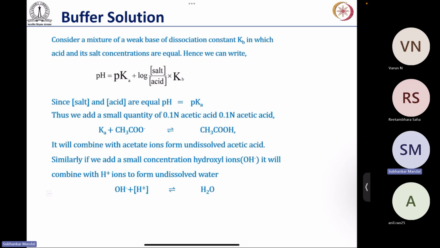Okay, then we discussed the buffer solution. What is a buffer solution? Basically, a buffer solution is a solution which resists change in the pH of the solution when you add a small amount of acid or base to the solution. So that is the buffer solution. From there we can calculate the pH. What is the pH of a buffer solution? That depends on the pKa value of the acid and the pKb value of the base.